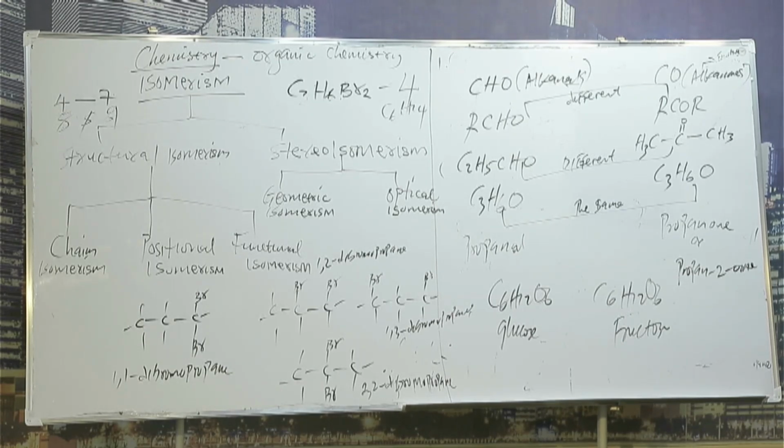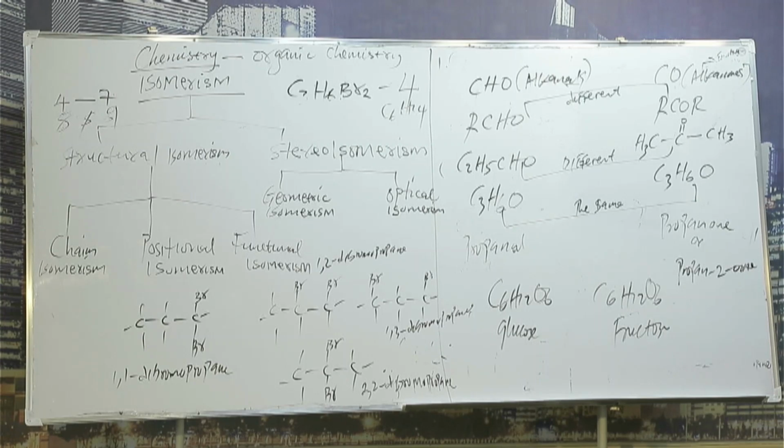Then to the question. Which of the following are structural isomers? A. Propanoic acid and propan-1,2-diol. B. Ethanoic acid and propanoic acid. Which one is the structural isomer?